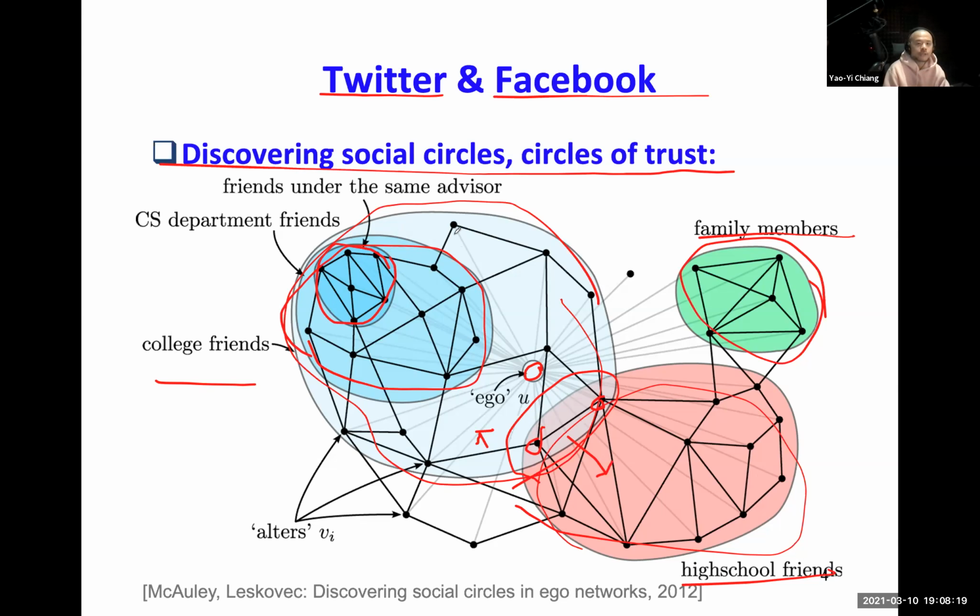If you think of each node as a person, each link represents the strength of your interaction. Within your CS department friends, the friends under the same advisor will be the people that you usually interact with, right? So you have very strong links between them. Okay, so this is some application that we can do if we can find clusters in a large graph.